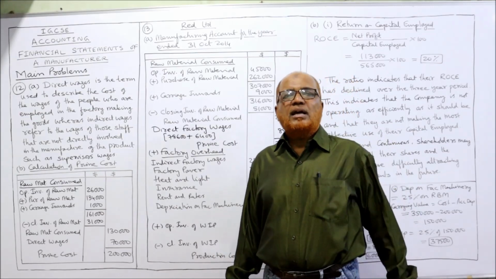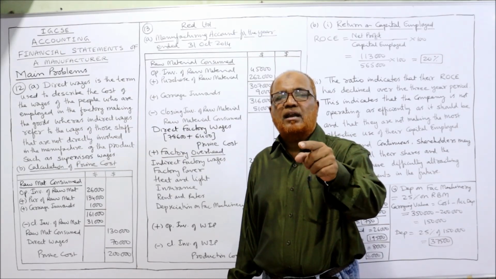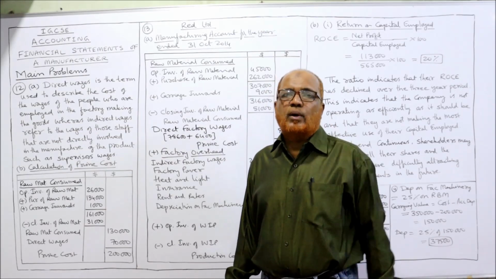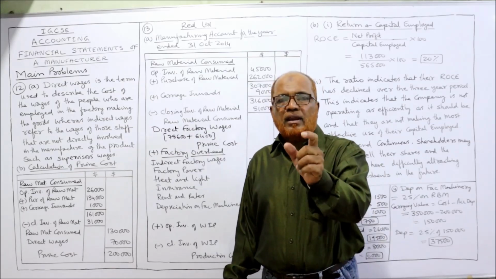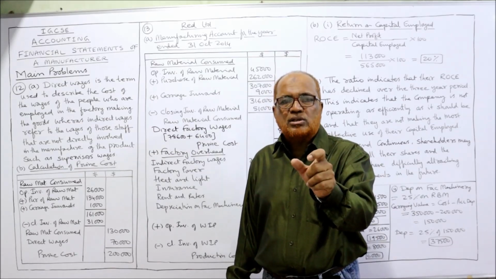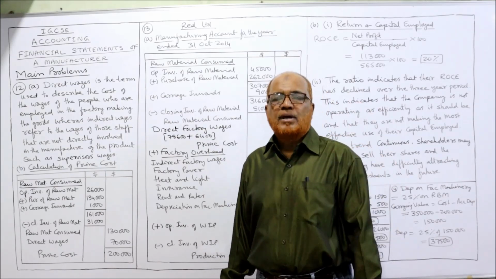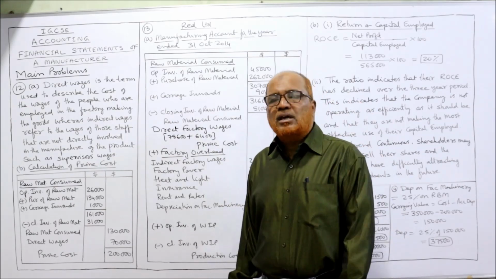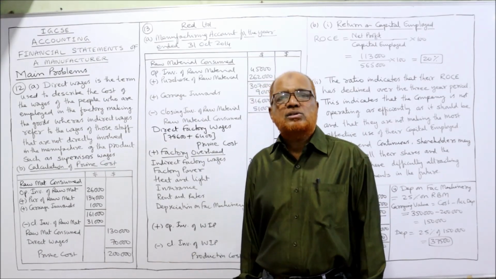We are not taking indirect wages because indirect wages will be taken under manufacturing overhead to calculate production cost. If we were required to calculate production cost, we would have taken indirect wages under manufacturing overhead. But the problem is not asking you to calculate production cost. It is asking you to calculate only prime cost.